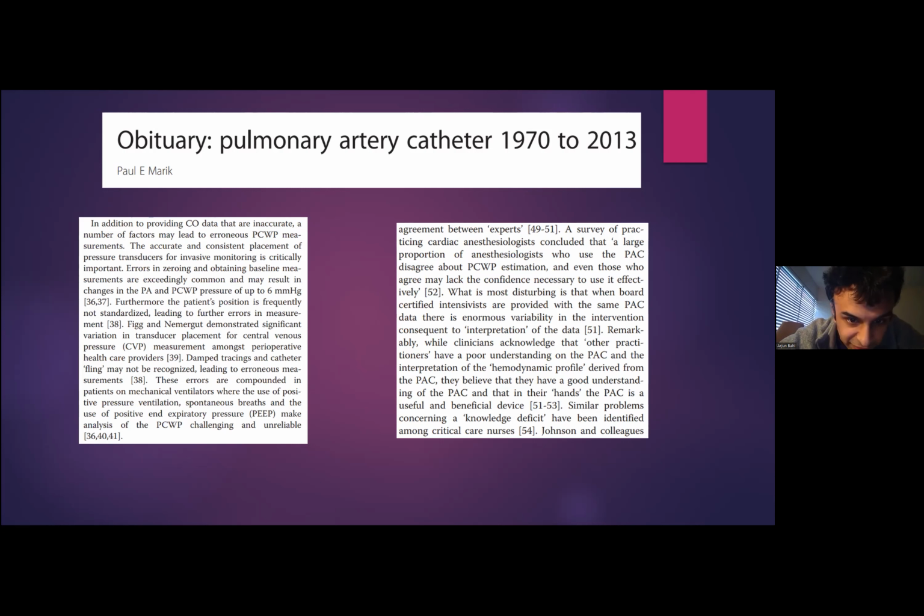There is also the statement that, remarkably, when clinicians acknowledge that other practitioners have poor understanding of the PA catheter and the interpretation of the hemodynamic profile derived from it, they believe that they have a good understanding in their hands, but other people do not. So that's scary too. Everybody thinks that they're great.